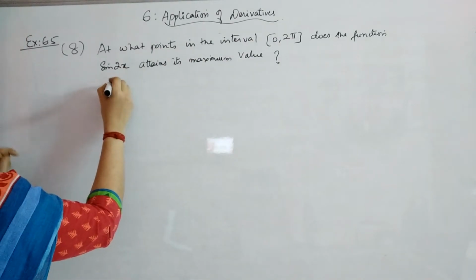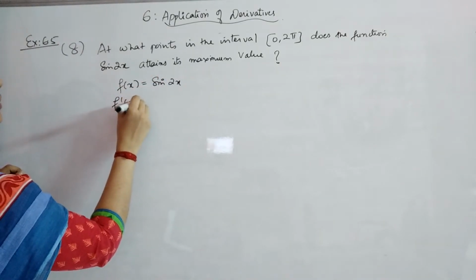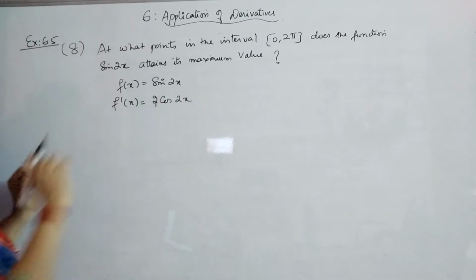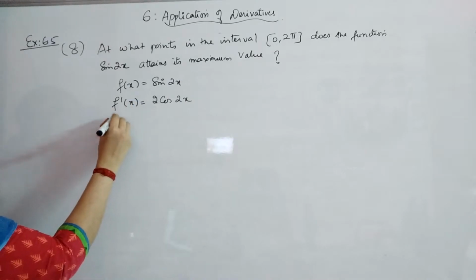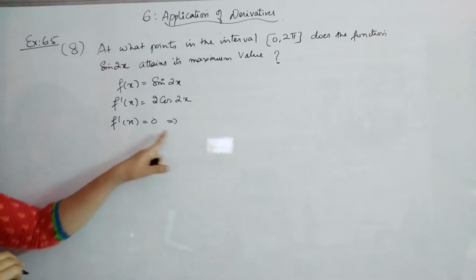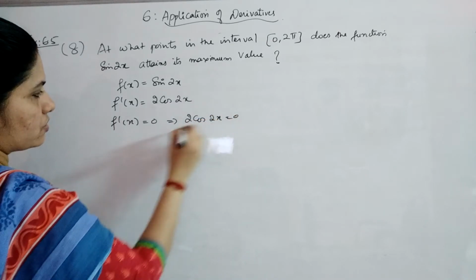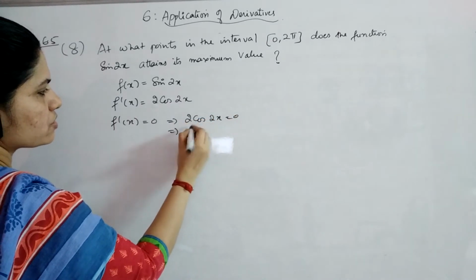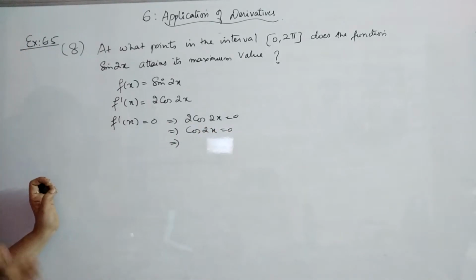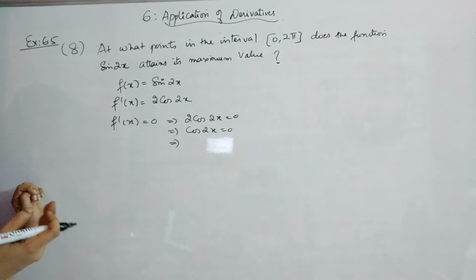Okay, so first take this as f of x equal to sine 2x. F dash of x will give you 2 cos 2x, right? Now when f dash of x is equal to 0, this will give you 2 cos 2x equal to 0, or cos 2x is equal to 0. Now for which values is the cos function 0? Cos x equal to 0 when x is an odd multiple of pi by 2, or you can say of the form 2n plus 1 into pi by 2, right?